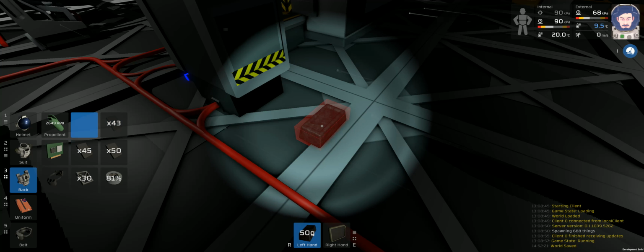Because if I take both of these back up, and set my stack size back to 100, and we throw both of these back in, it spits out a 100 gram lead ingot.